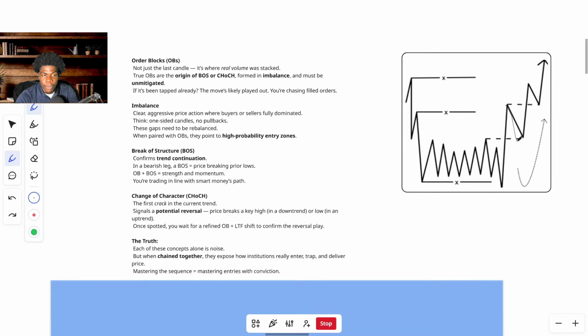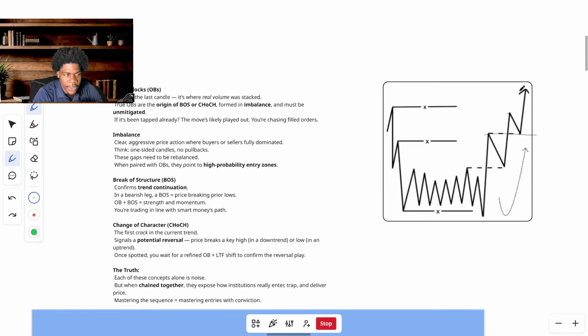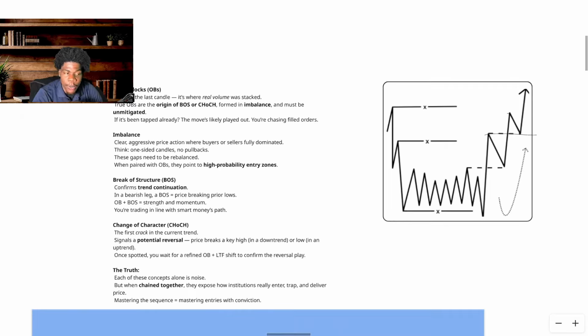Now all the bullish PD arrays price is going to respect. That's why the change of character is a sign of a potential reversal. Once we spot it, we scale down to the lower time frames and refine our order block and catch that lower time frame reversal play.